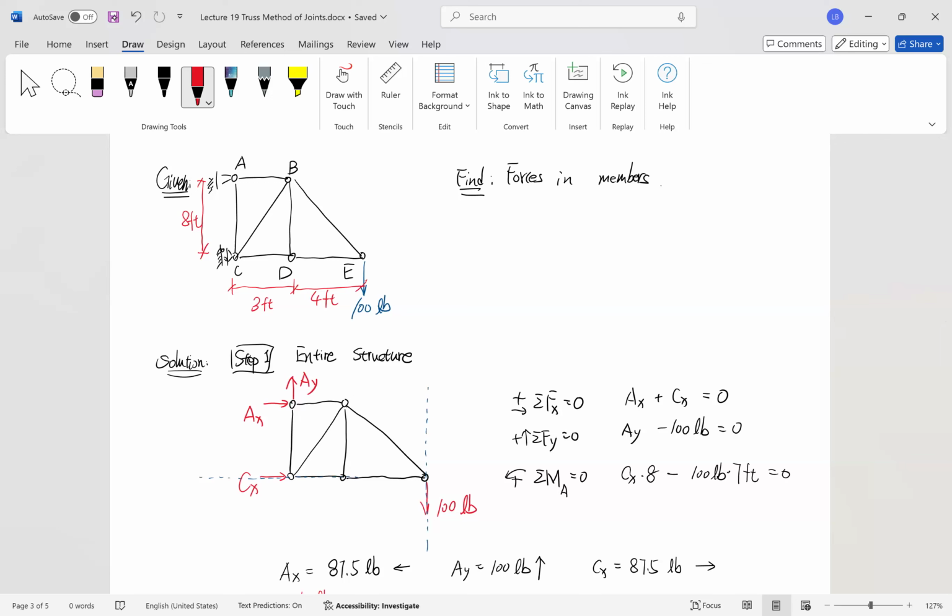And what if it is a big structure, but we are only required to find some of the member forces? In that case, you will find that the method of joints will waste a lot of time and solve a lot of truss members that you are not very interested in. So in that case, we are going to use another method to solve truss members, that is the method of sections.